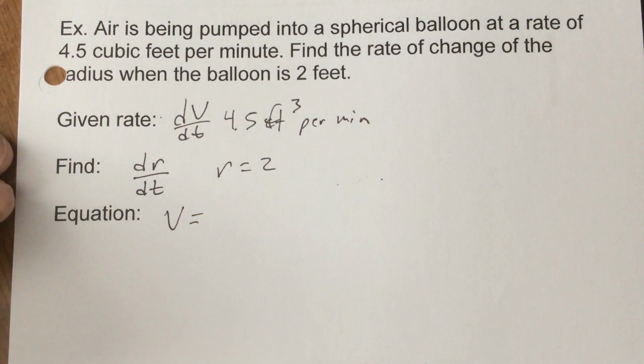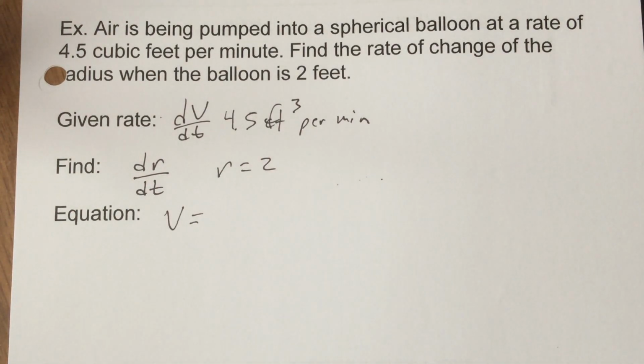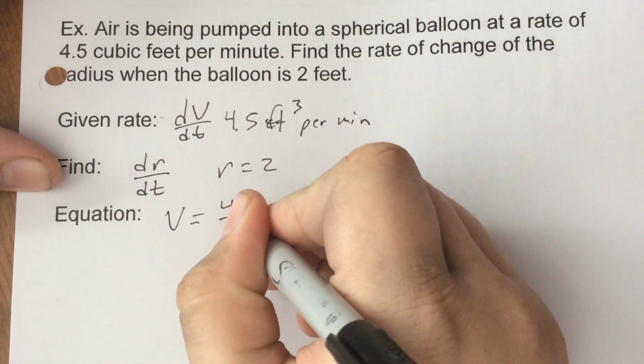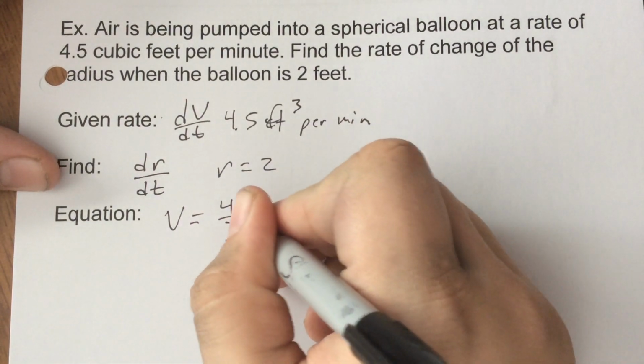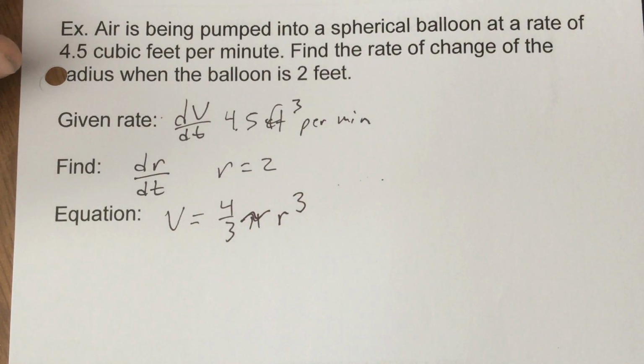Normally I would say I have this nice little poster over here on the wall by my desk that will tell you the equation. You guys can't see that. So the equation of this sphere would be 4/3 pi r cubed. So volume of a sphere is 4/3 pi r cubed.